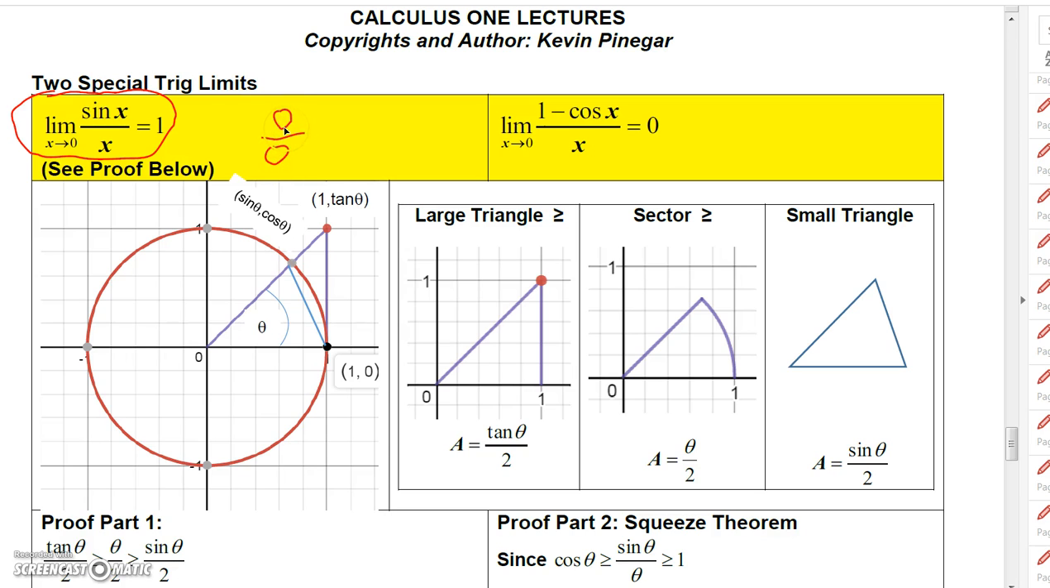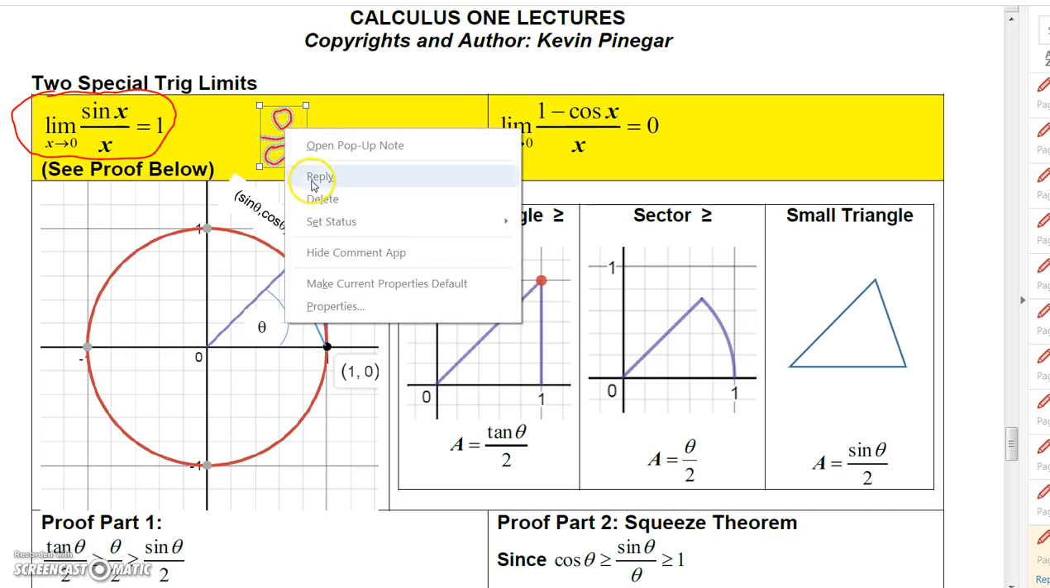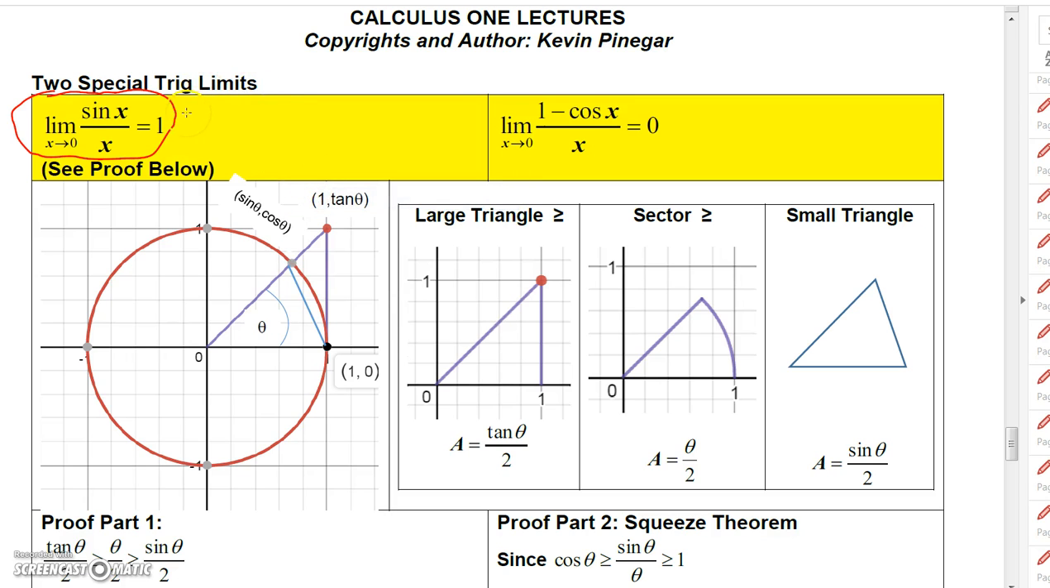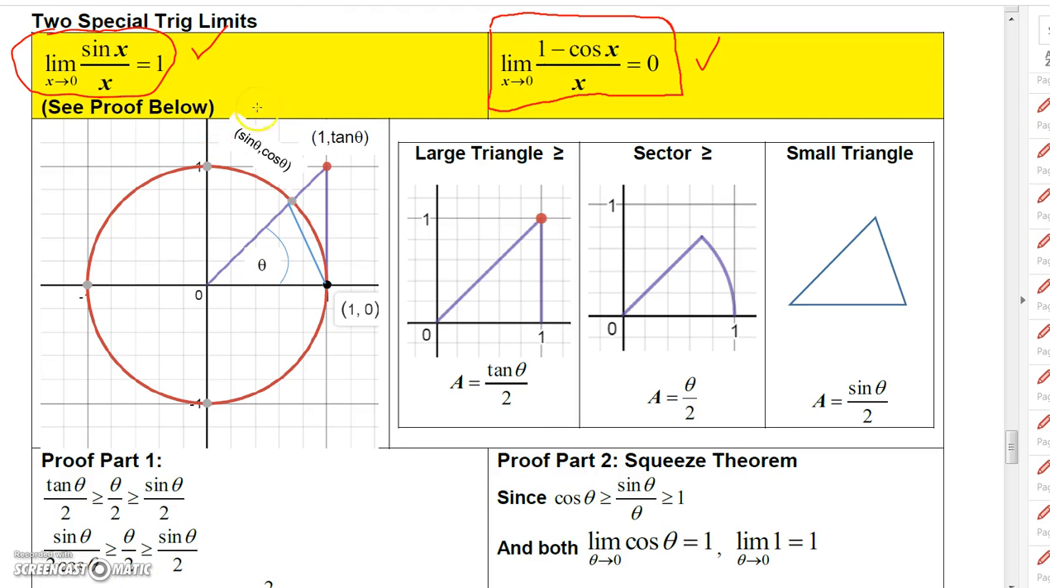That indeterminate form doesn't mean the limit does not exist. It means we've got to try to figure out what the limit is. Well, I'm going to go ahead and tell you that this limit is 1. And also that the limit of 1 minus cosine x over x as x approaches 0 is 0. So memorize these two limits. Now, I'm not going to prove both of them, but I'm going to prove the first one for you. And it's kind of an interesting way they prove it.